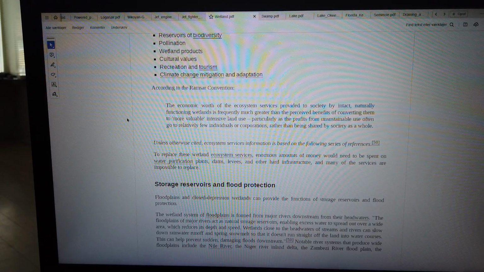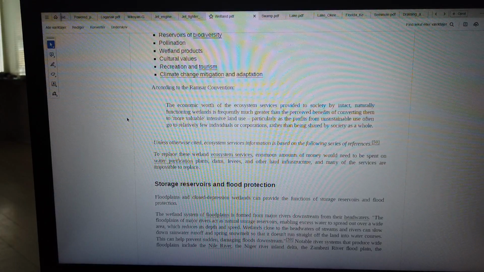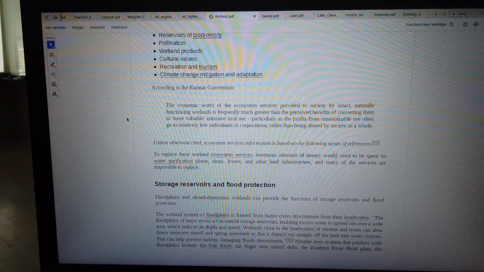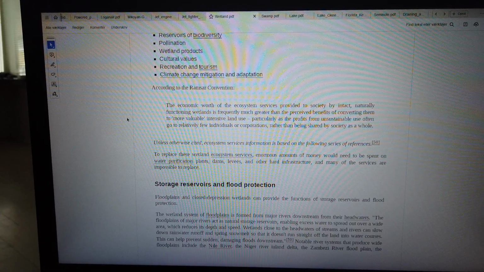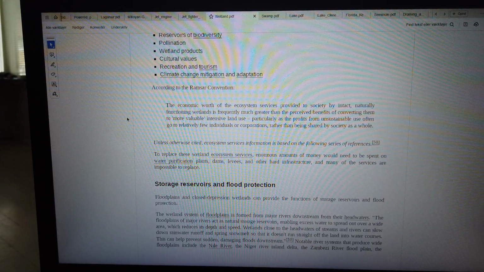Floodplains and closed depression wetlands can provide the functions of storage reservoirs and flood protection. The wetland system of floodplains is formed from major rivers downstream from their headwaters. Floodplains of major rivers act as natural storage reservoirs, enabling excess water to spread out over a wide area, which reduces its depth and speed.